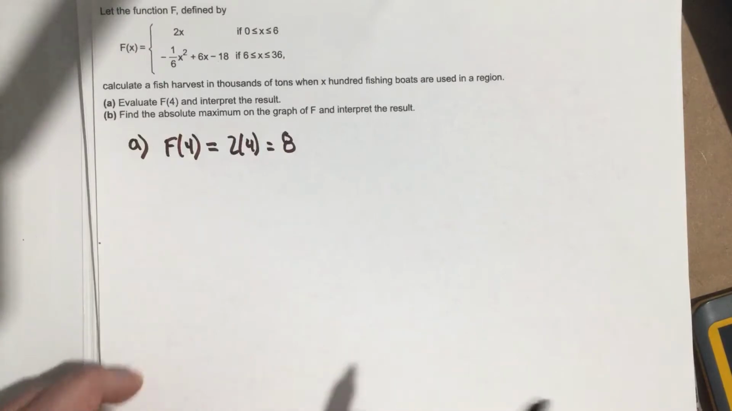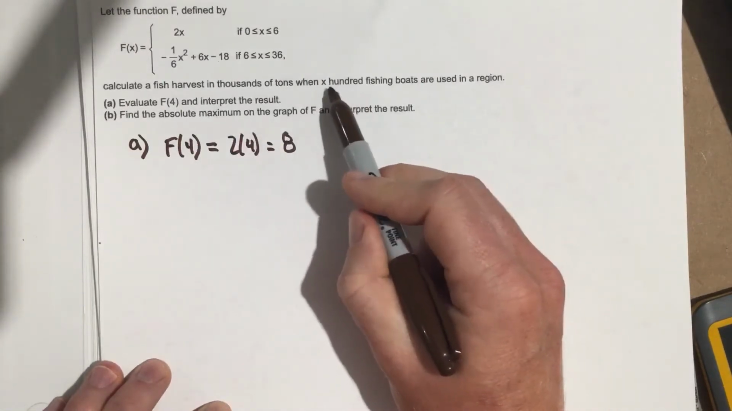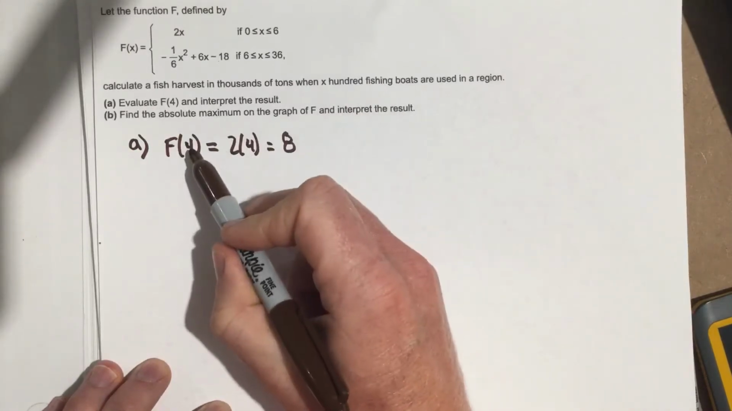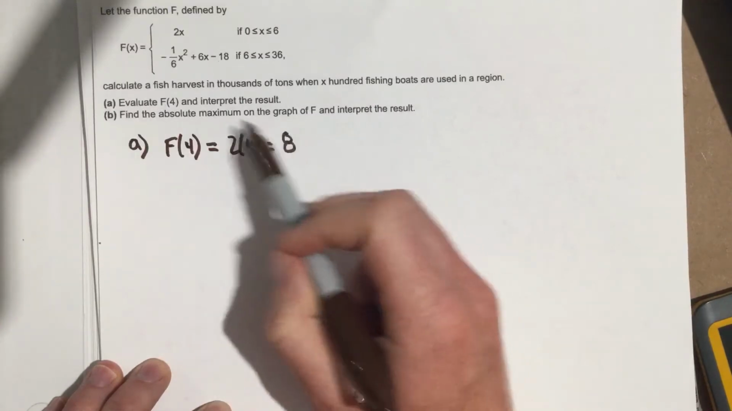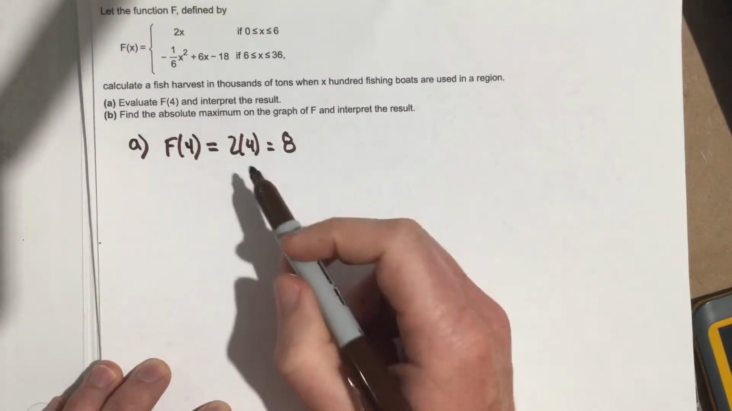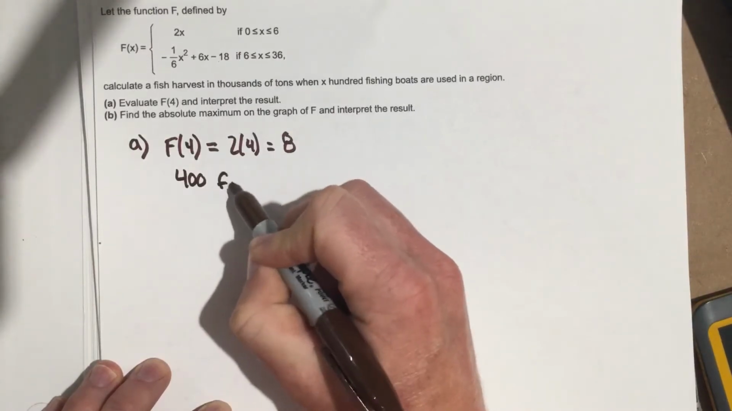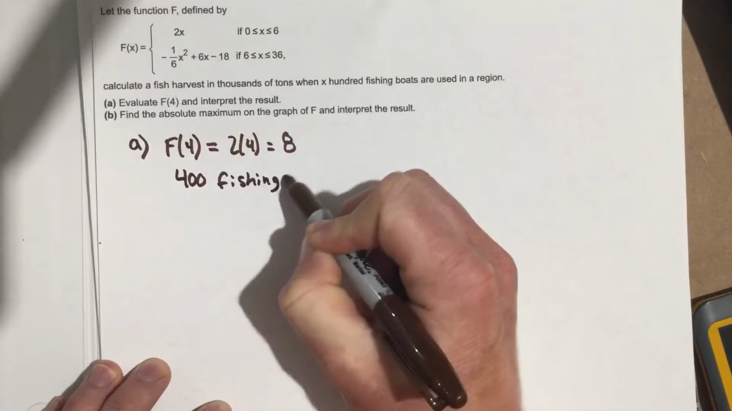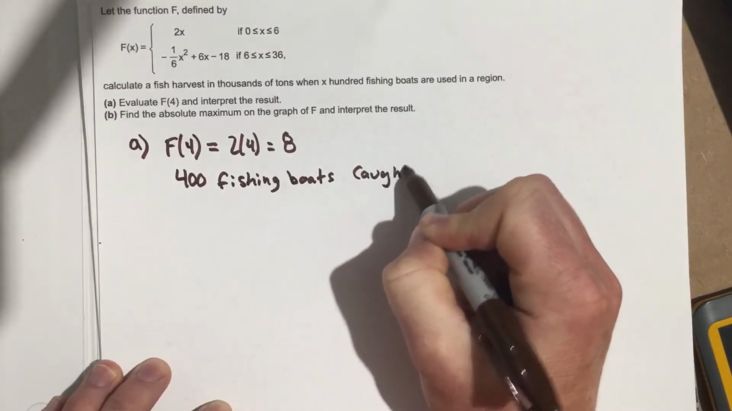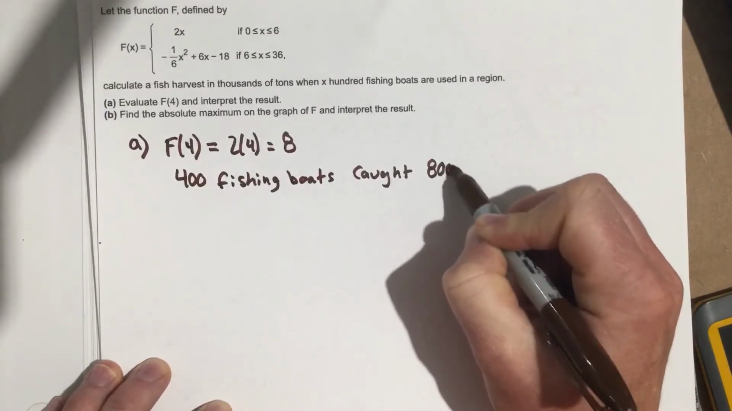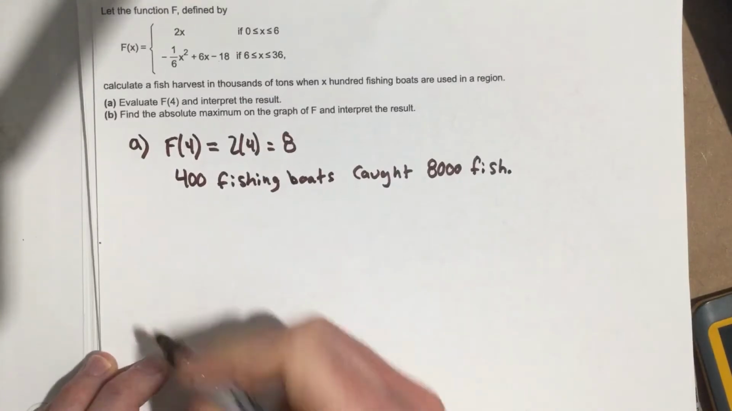Now they want us to interpret it. So x is in hundreds of fishing boats. So when I put 4 in, that's 400 fishing boats. And this 8 value is harvest in thousands. So 400 fishing boats caught 8,000 fish is the interpretation of what we just did there.